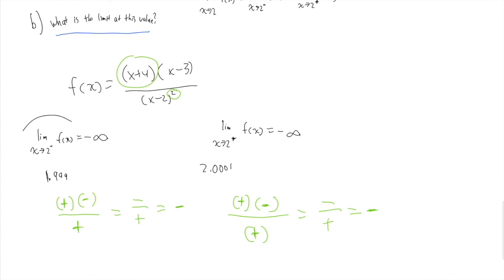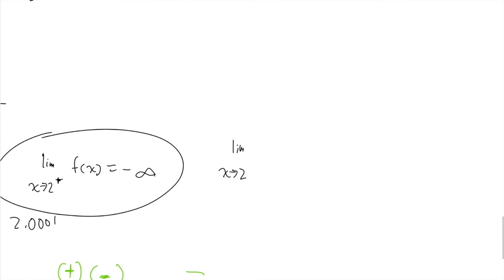And since the limit from the left equals the limit from the right, we can say that the limit as x approaches 2 completely of f of x equals negative infinity.